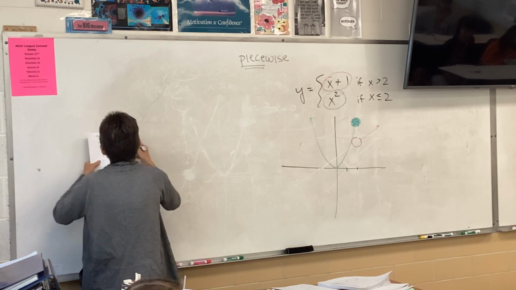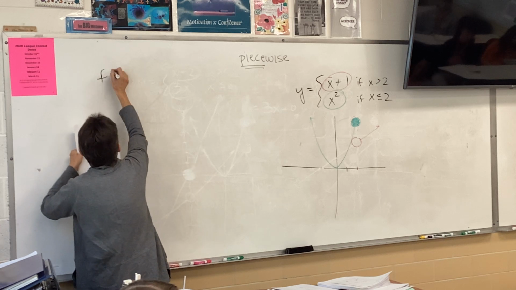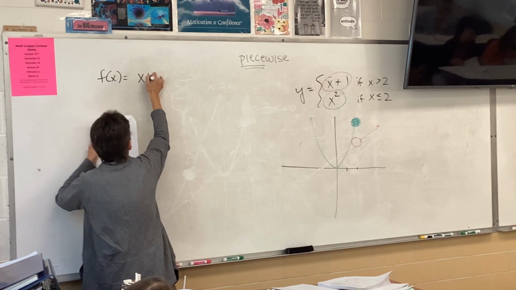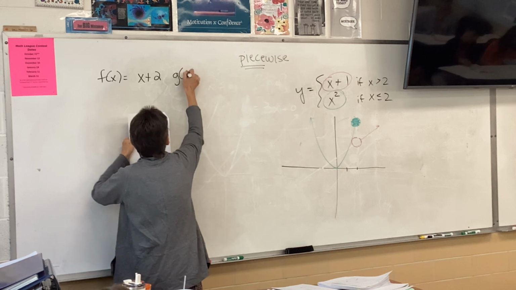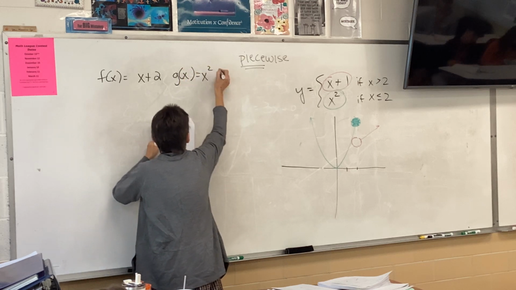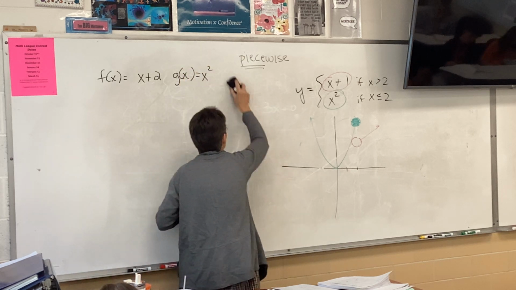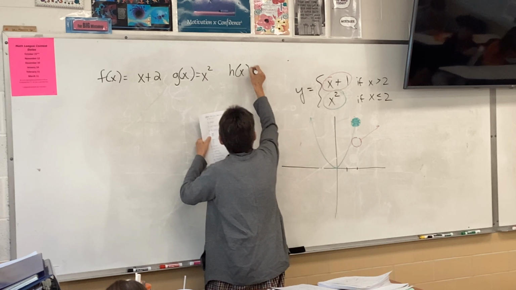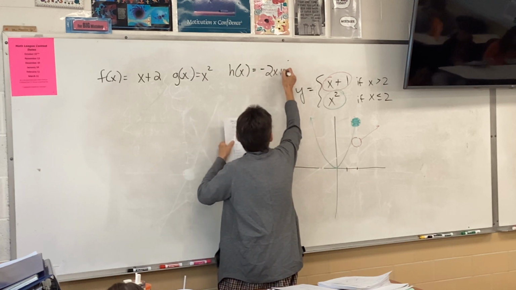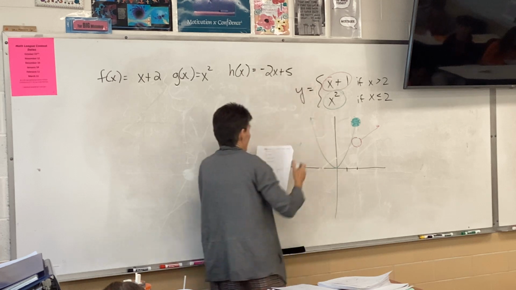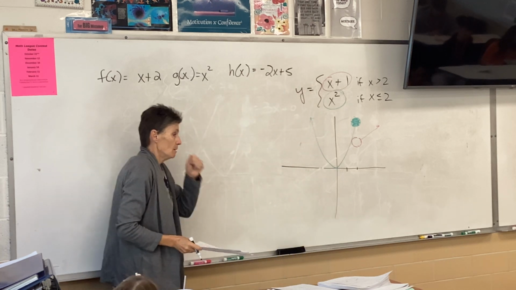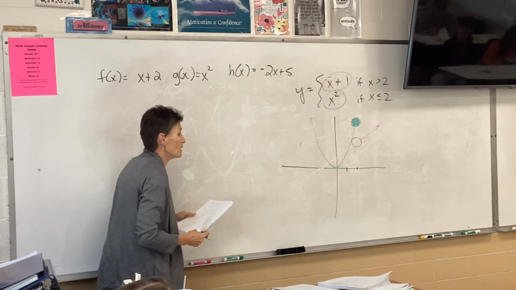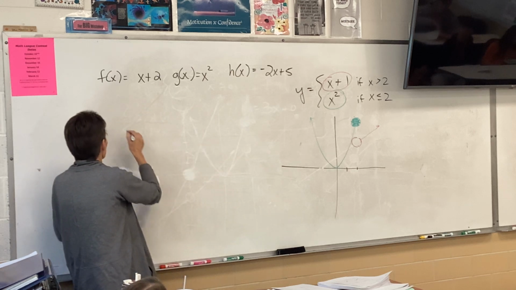Alright, here we are, 1.4 notes. We are given 3 random functions. There is nothing special about these, they're just randomly made up. They are called F, G, and H. You aren't graphing them, you're doing arithmetic with them.